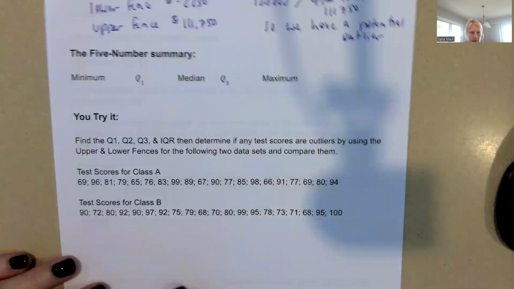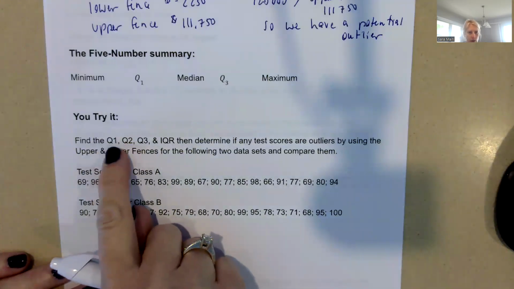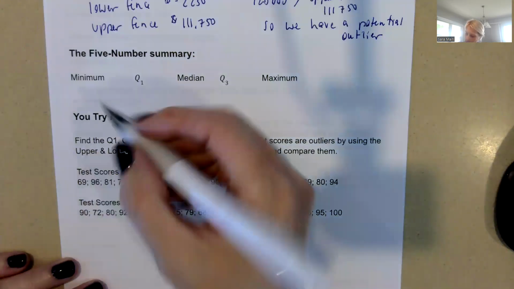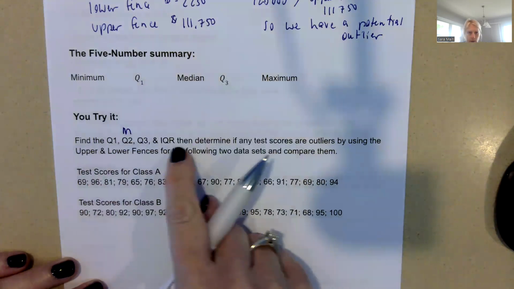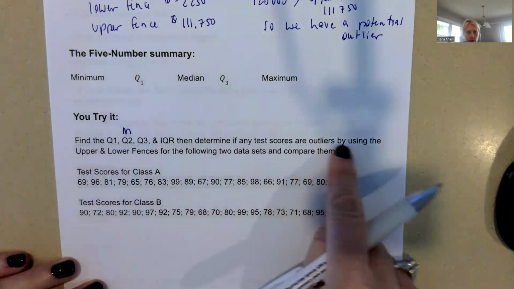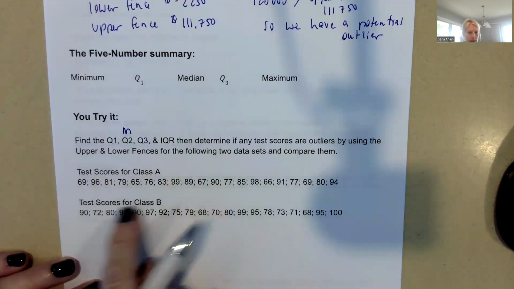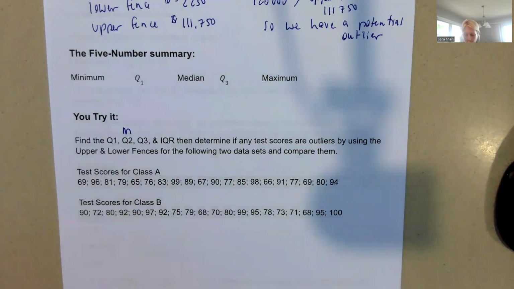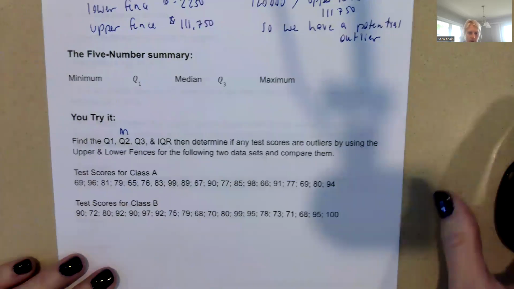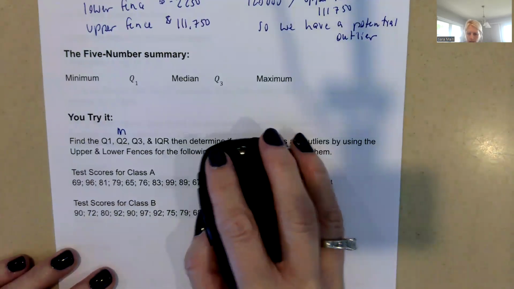Okay, the next example says, find again the Q1, Q2, Q3. Remember, this is our median, Q2, and IQR. Then determine if any test scores are outliers by using the upper and lower fences. We have test scores for class A and test scores for class B, and they are in Desmos. So let's just go ahead and find that.